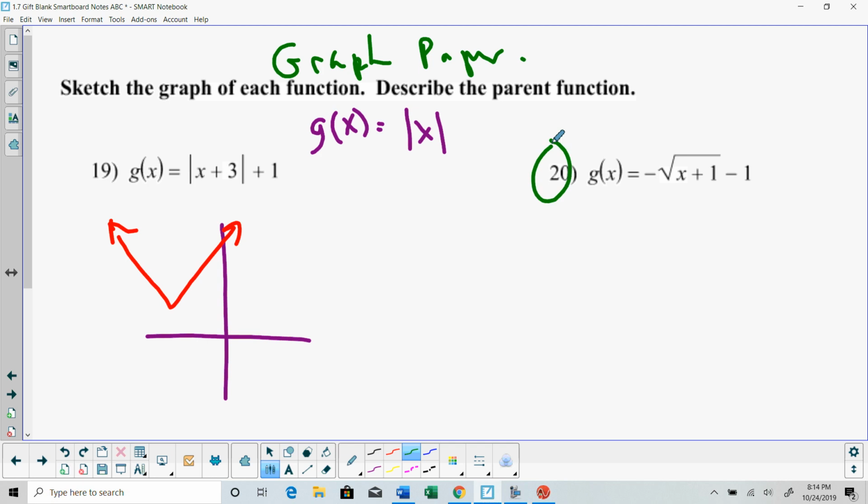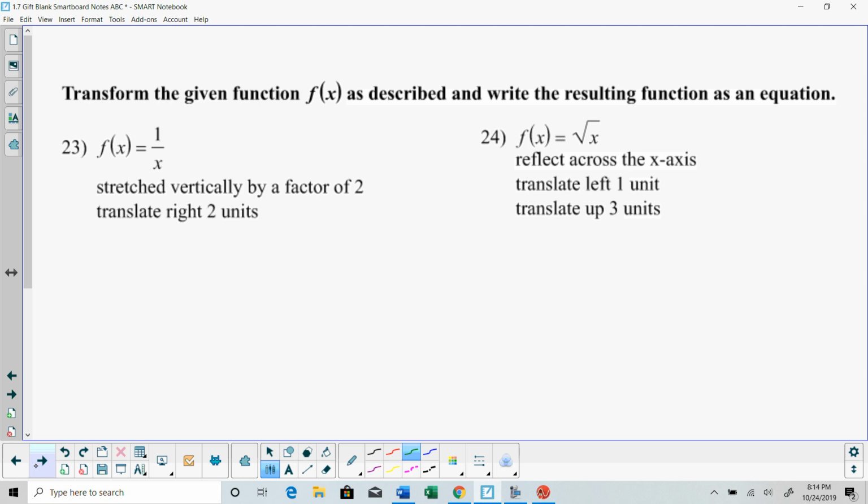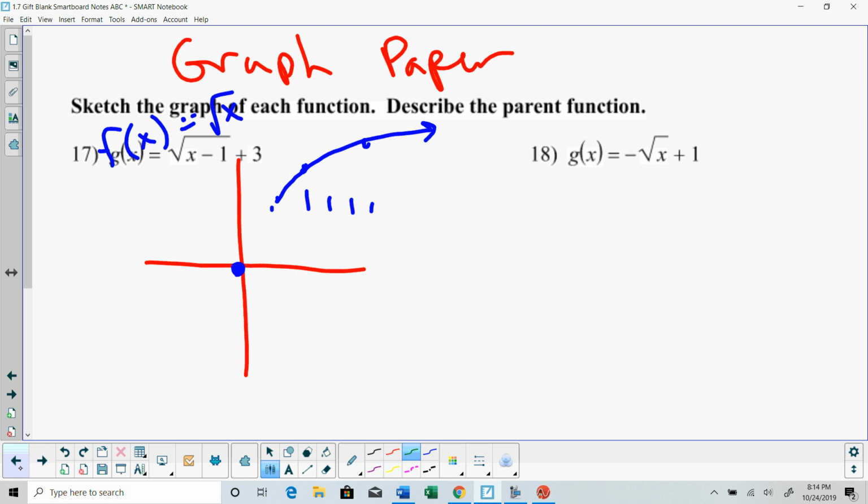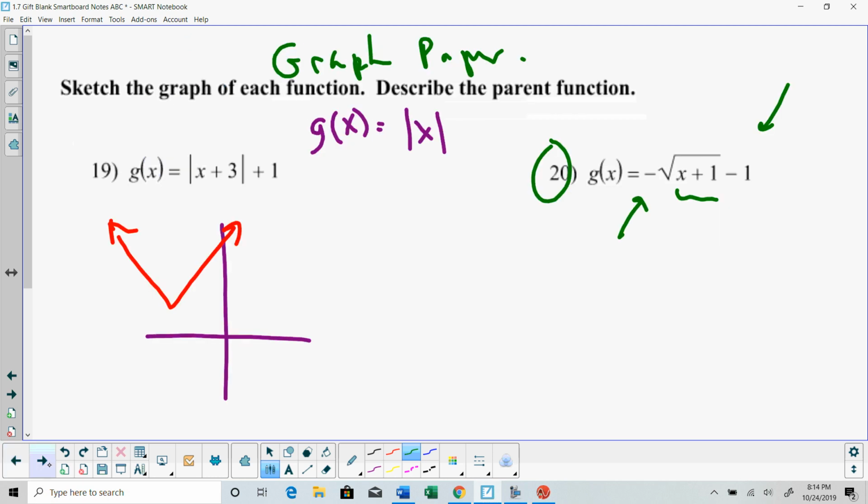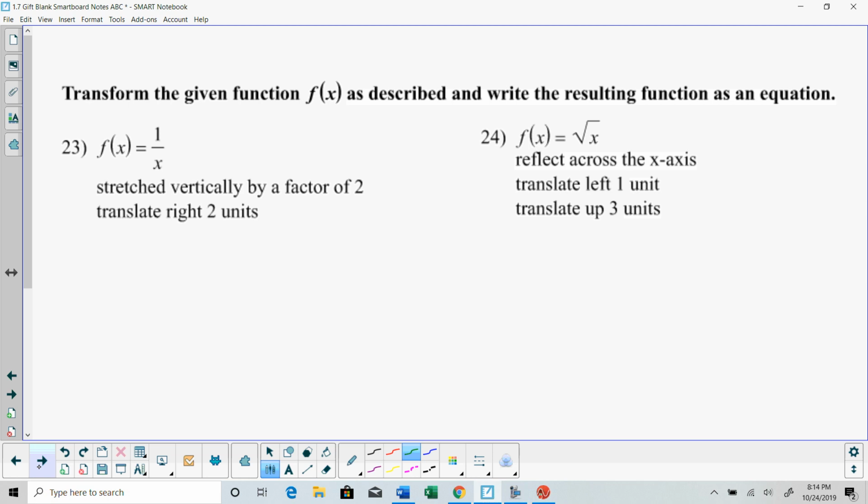Notice number 20 really has 3 transformations. You've got the x plus 1 that you have to deal with, you've got the opposite that you have to deal with, and you've got this minus 1 here. All right. Then for 23 and 24, it says transform the given function f of x as described and write the resulting function as an equation. So this time, instead of giving you a transformed equation like we had in 17, 18, 19 and 20, they're telling you what the parent function is and how you want the transformation to be, and you have to write the equation.